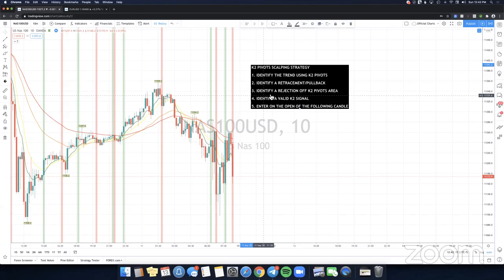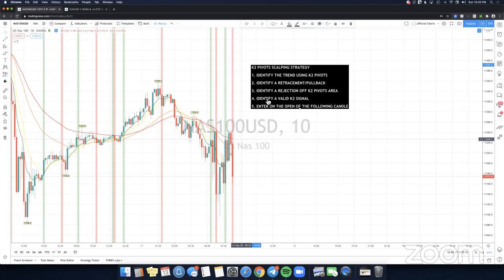Third requirement, you want to identify a rejection off the K2 pivots area. So you can see right here, price comes down, rejects off this point. Here's the retracement, rejects off this point right here. So requirement 3 has been met. 1, 2, and 3 have been met. Trend down, retracement right here, rejection right here.